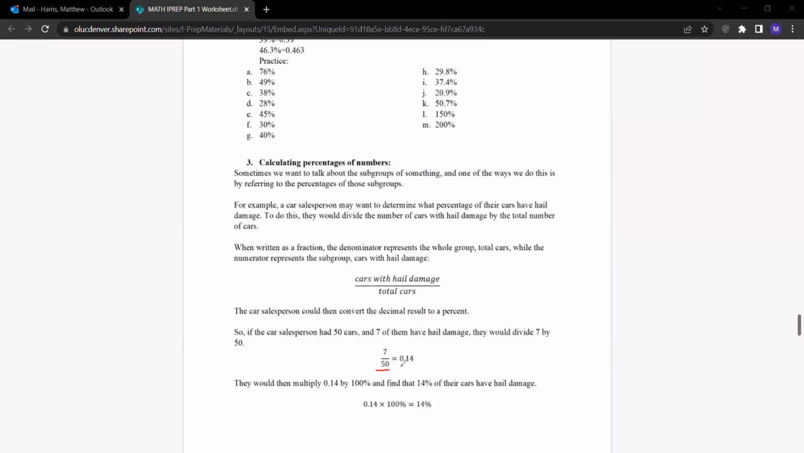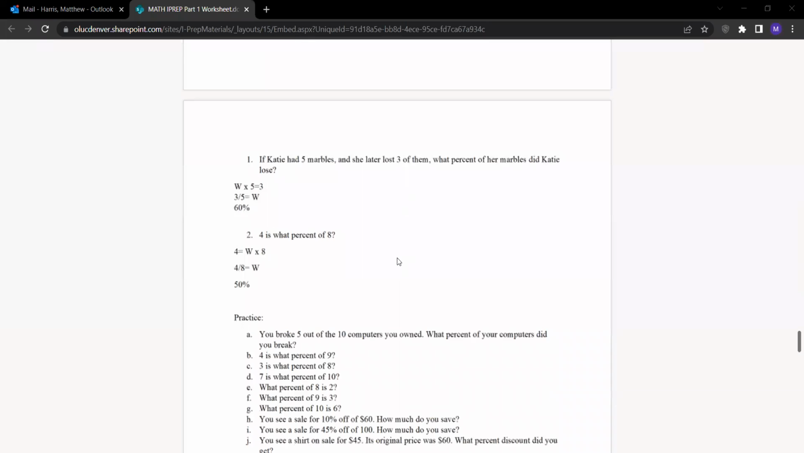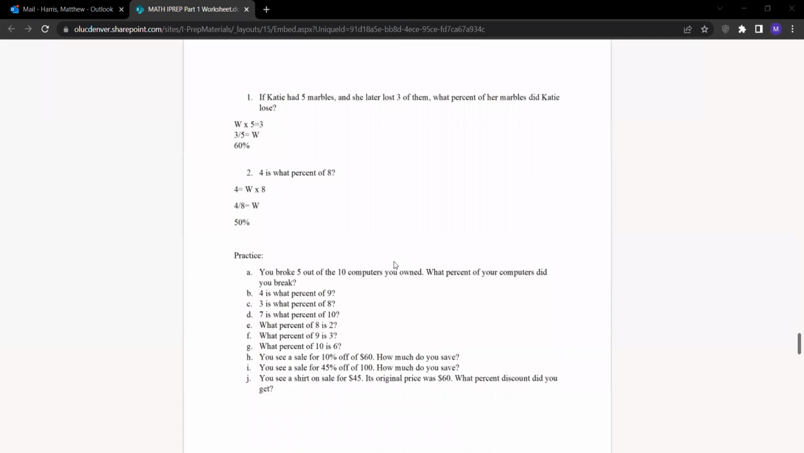You can simplify the decimal form as 0.14 and percentage as 14%. And remember, these all represent the same value. So 0.14, 14%, and 7 over 50 are all the same value. They all equal the same thing. Cool. So let's look at some examples. If Katie had 5 marbles and she later lost 3 of them, what percent of her marbles did Katie lose?